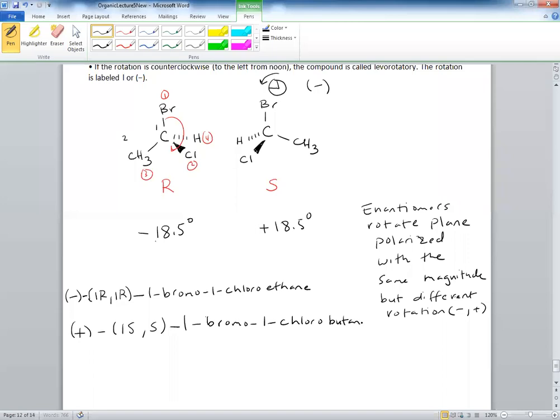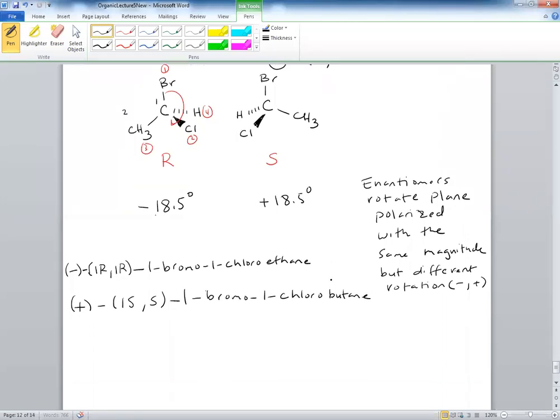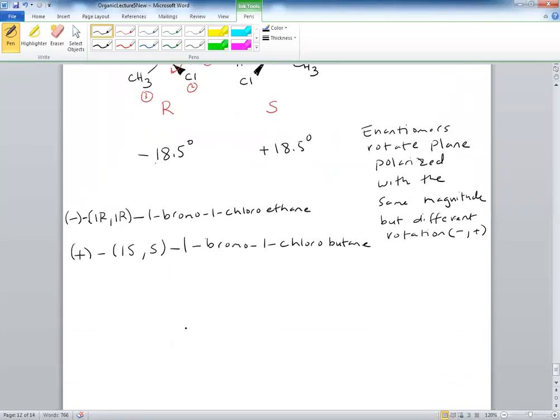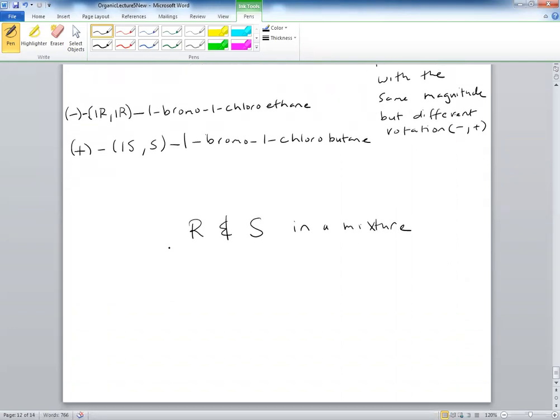Butane. And the last thing I want to end with is if you have enantiomers, if you have the R and the S in a mixture, there's a name for this, and you should know the name because it's used a lot in the medical field. This is called a racemic mixture. A racemic mixture is if you have R and S in the mixture.